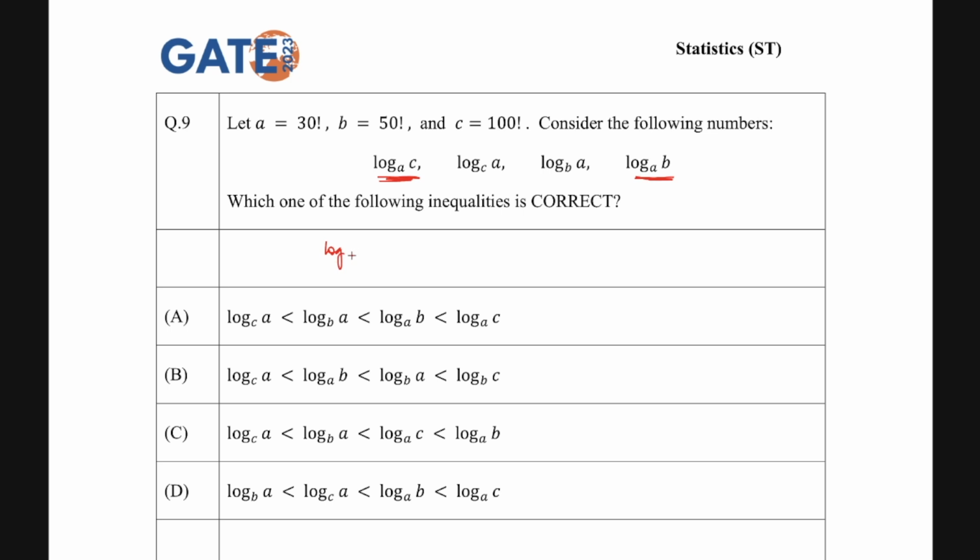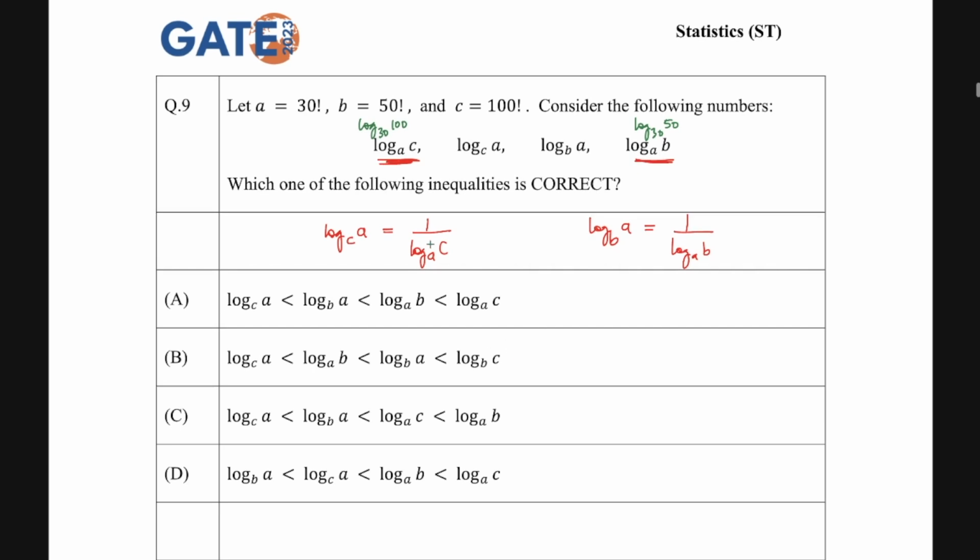Understand that log base C of A can be written as 1 upon log base A of C. Whenever we change these numbers, it goes in 1 upon. Similarly, log base B of A will be written as 1 upon log base A of B. Now we have all the values, and you can put everything in and solve it. So log base A of C becomes log base 30 factorial of 100 factorial. I'm not writing factorial, just write 30 and 100. Similarly log base A of B is log 30 of 50. And log base C of A becomes 1 upon log base 30 of 100, and log base B of A becomes 1 upon log base 30 of 50.